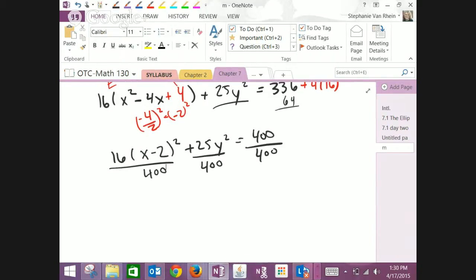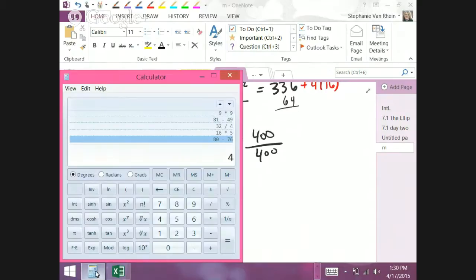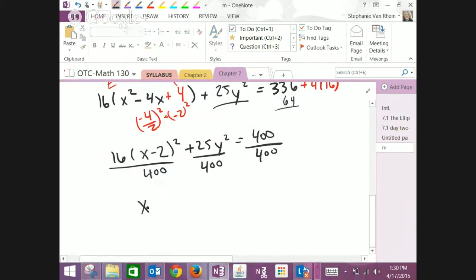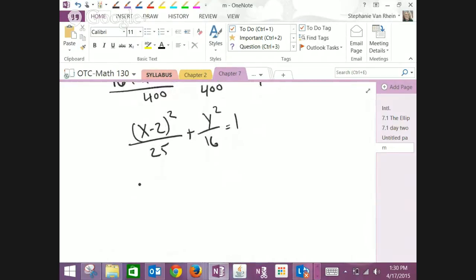16 divided by 400, or 400 divided by 16? 25? 25, right? So (x minus 2) squared over 25 plus y squared over 16 equals 1. So this tells me A is 5 and B is 4. So how do I find C?